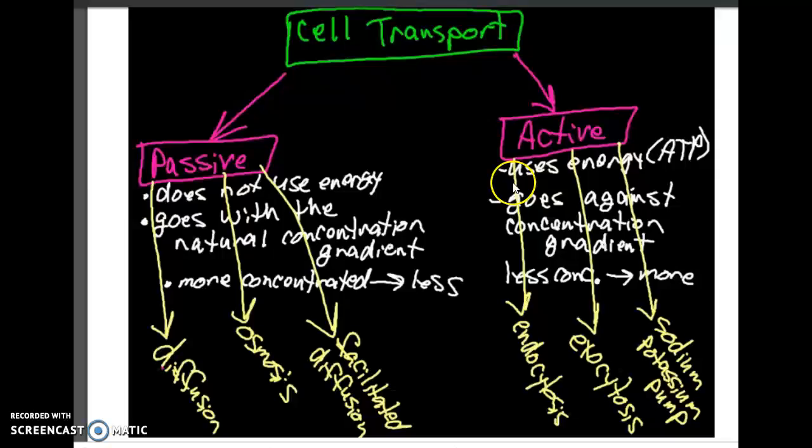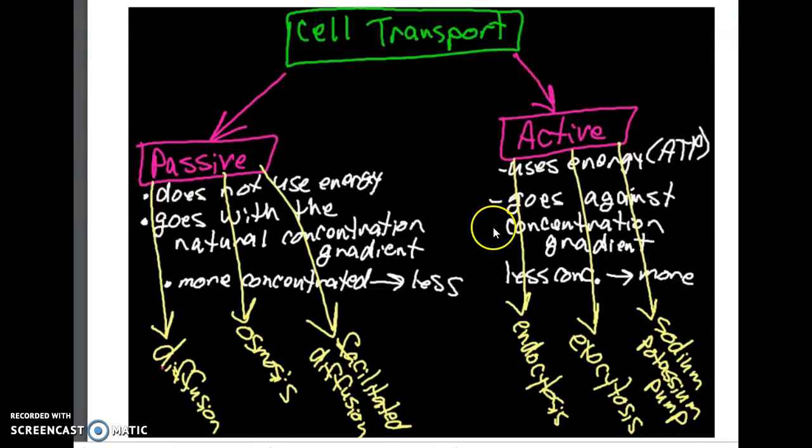And then the types of active transport. Active always uses energy. And in cells, we know the energy that's used is ATP, adenosine triphosphate. This goes against a concentration gradient sometimes. Not always, but if something goes against a concentration gradient, it's always active transport. There's always some energy that's required to do that.